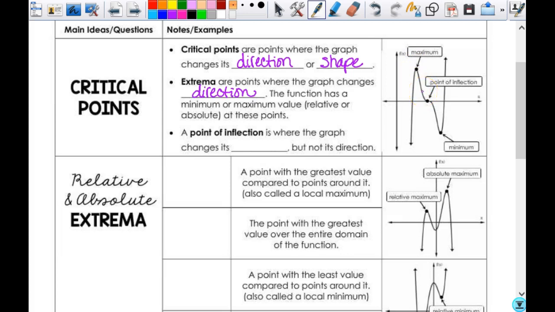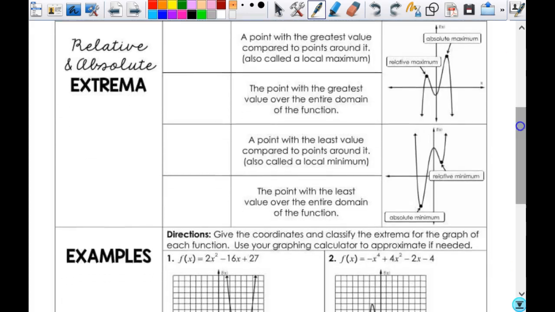And then point of inflection is where the graph changes what? Shape. There you go, the other one. So here, once I hit this point of inflection, the shape changes, but I don't change my direction. Still going in the same direction. You just have that little bump there. Okay. So we have relative and absolute.